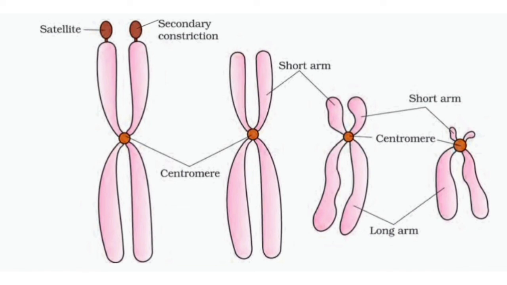The metacentric chromosome has middle centromere forming two equal arms of the chromosome. The submetacentric chromosome has centromere slightly away from the middle of the chromosome resulting into one shorter arm and one longer arm. In case of an acrocentric chromosome the centromere is situated close to its end forming one extremely short and one very long arm, whereas the telocentric chromosome has a terminal centromere.